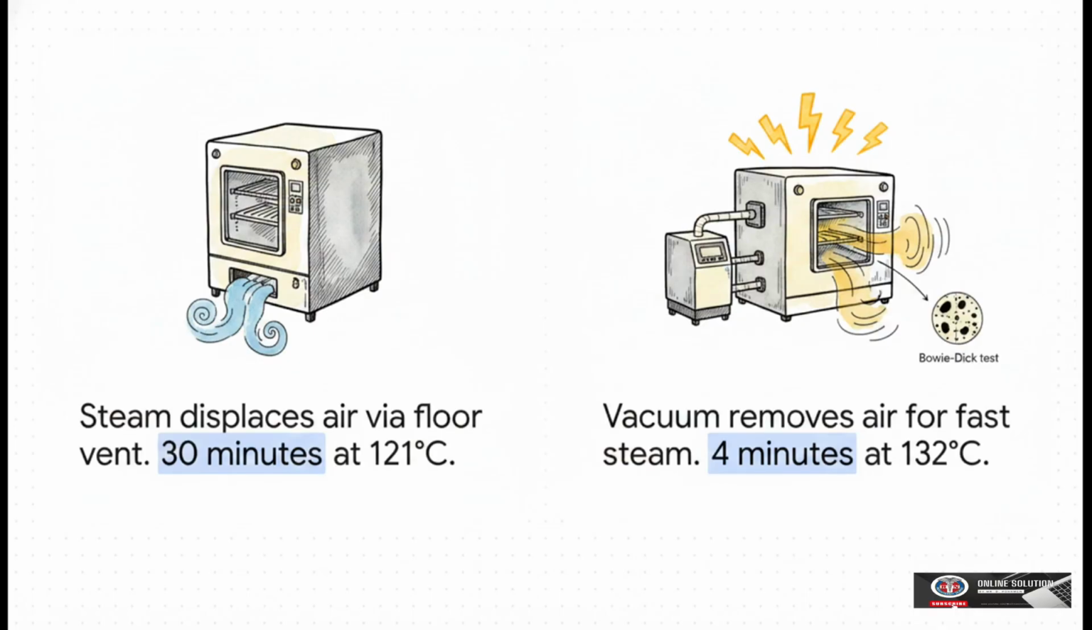First, you've got gravity displacement. This is the classic way where steam enters and literally pushes the heavier air out through a floor vent. It takes about 30 minutes at 121 degrees Celsius.